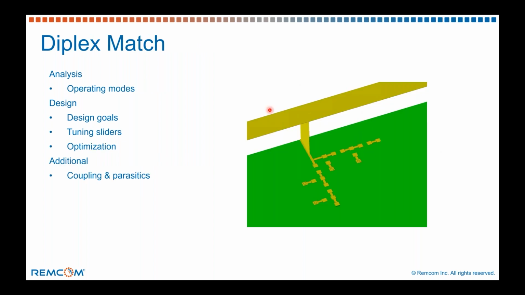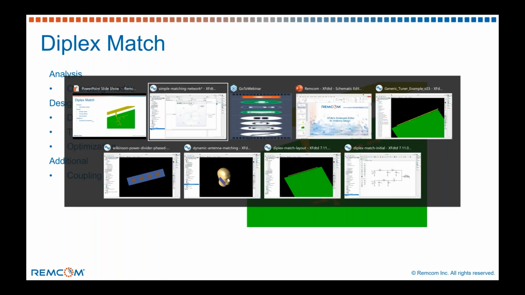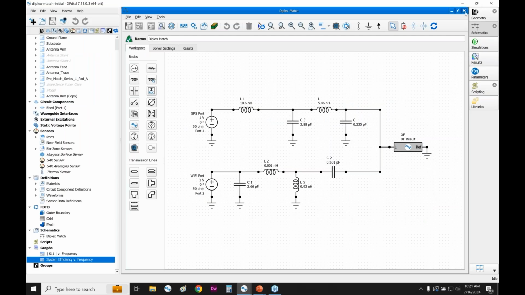Here we're going to talk about a diplex match. We're going to introduce the concept of operating modes. We're going to show you how optimization fits into this, and then we'll also talk about the coupling and parasitics. So this is going to wind up being 2 projects that I go over with you, the first one being this one.